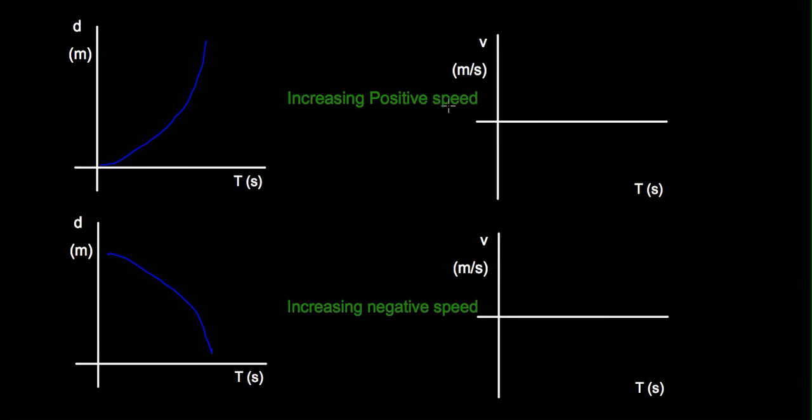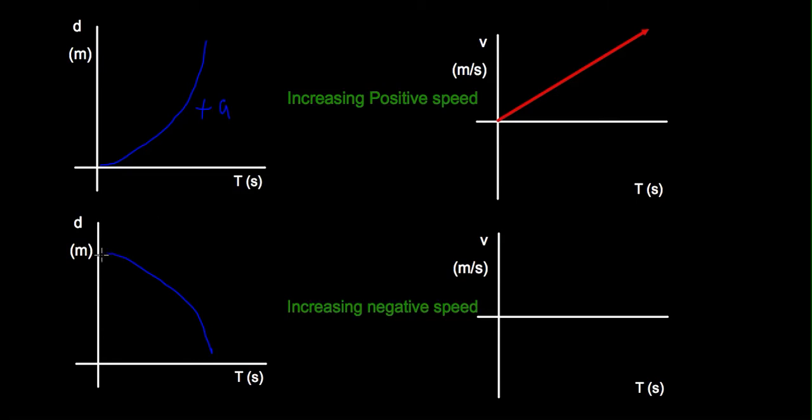Increasing positive speed. So now we have something that's going to be slightly different. Here our slope is going up, and an increasing slope basically indicates we're going to have some type of positive acceleration. Slope goes up, acceleration will go up, which means our velocity should increase also. In this case, we started from rest and we went up.